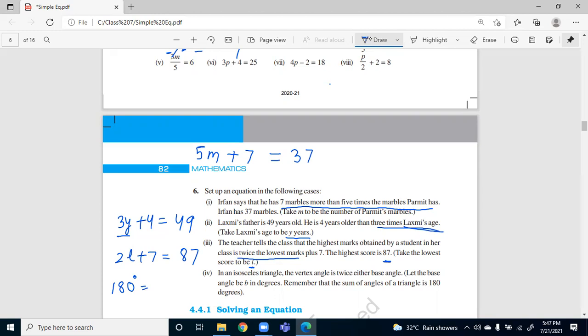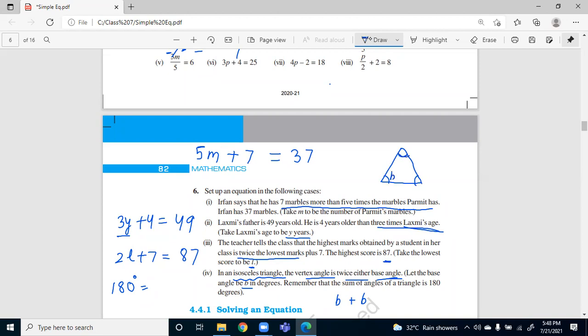So that is a difficult question. Let me tell you. In an isosceles triangle, the vertex angle is twice either base angle. So there are two base angles in an isosceles triangle and they are equal. So if we take the base angle as b, inside the triangle there are three angles. An isosceles triangle is one in which two angles are equal. So this is called the base angle and this is called the vertex angle.